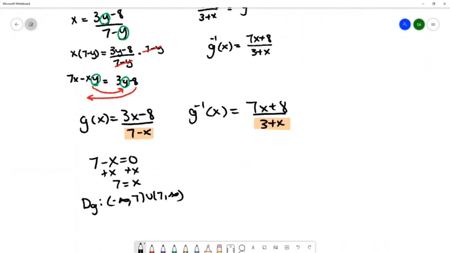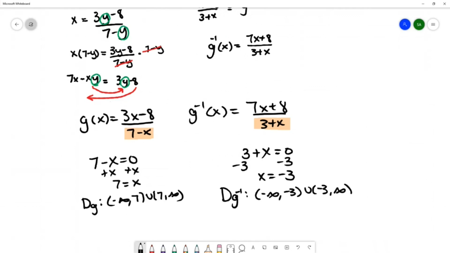For G inverse, I'll set that denominator equal to 0, subtract 3, and get x equals negative 3. Negative 3 is our restricted value for G inverse. So its domain will be all real numbers except for negative 3. The domain of G inverse will be negative infinity to negative 3, union with negative 3 to infinity.